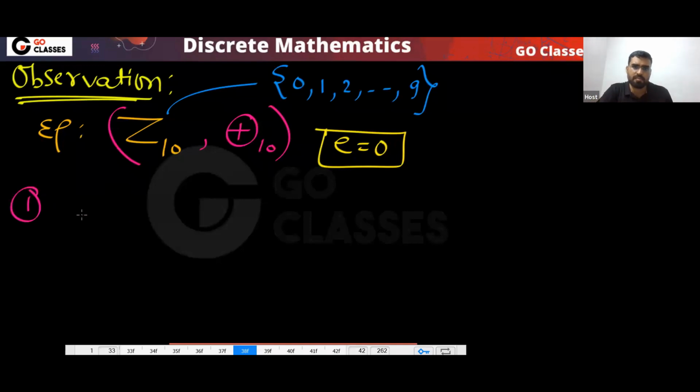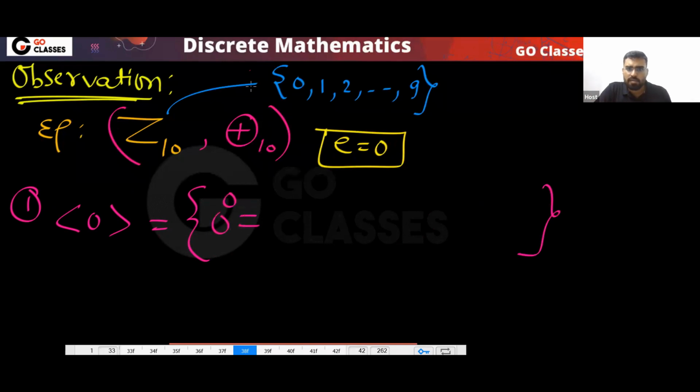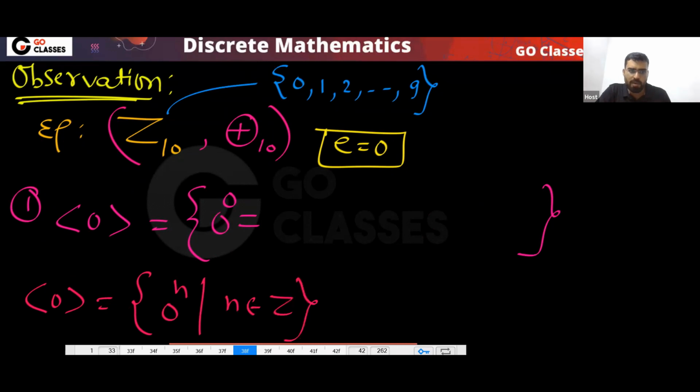Now notice the first thing. Subgroup generated by 0. Apply the definition. 0 power 0, what is that? Subgroup generated by 0 means 0 power all integer powers. What is 0 power 0? That will be 0. See, in number theory, 0 power 0 is undefined. But this is not number theory. This is group theory. Remember this point.